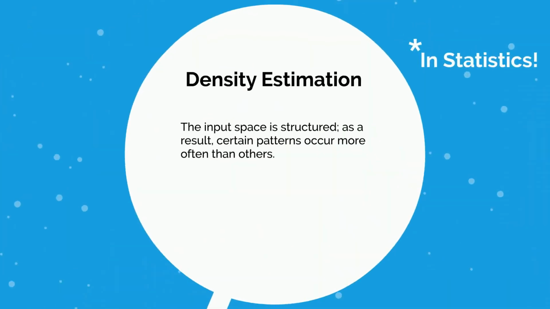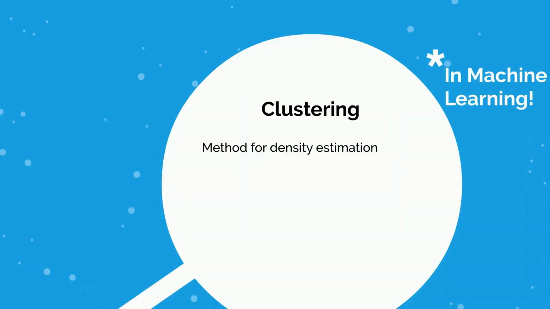In statistics, this is called density estimation. We assume that the input space is structured. Again, as a result, certain patterns are going to occur more often than others. And we want to look for these patterns so that we can use them in different scenarios. And we'll talk about some of those scenarios later.